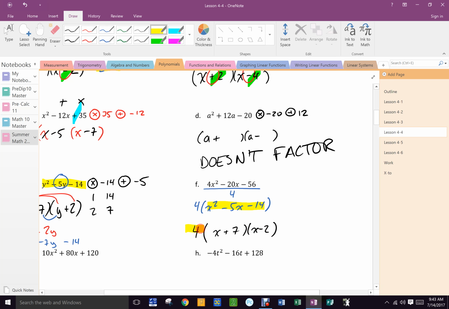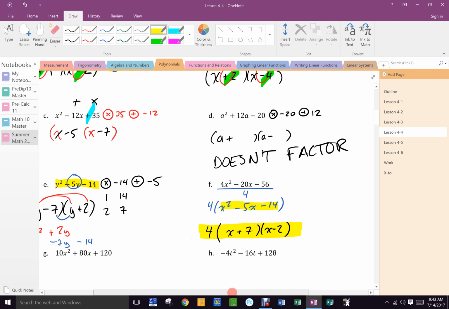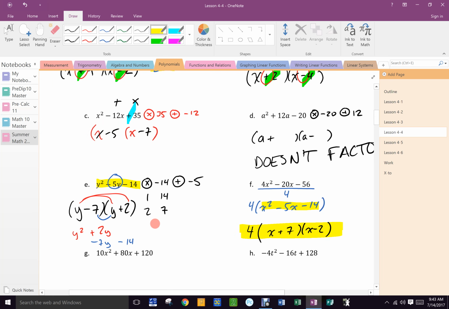Does everybody see the difference between those two? I need this 4 here. Because when I expand that, I'm going to get that. And then when I expand that, I'm going to get that. That's what I was talking about just last lesson. Sometimes you got to go further beyond GCF. Everybody cool? Okay, look at the next one.